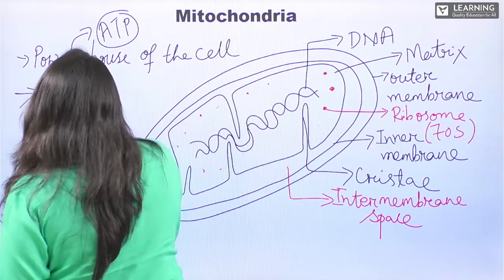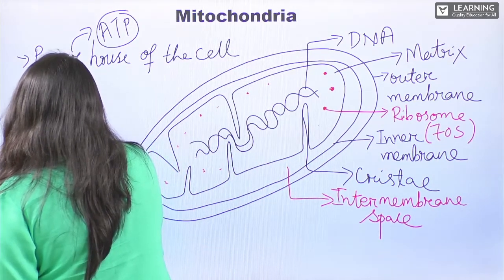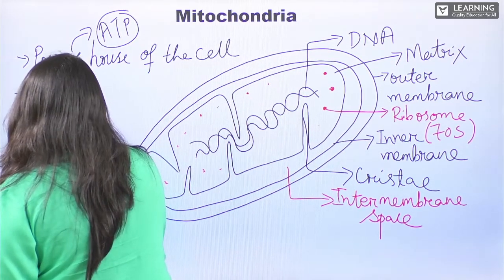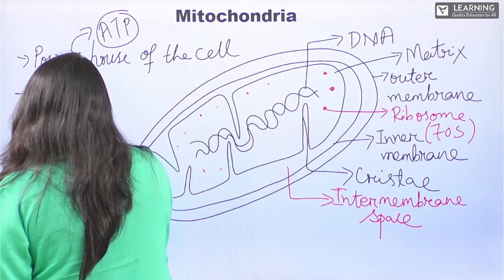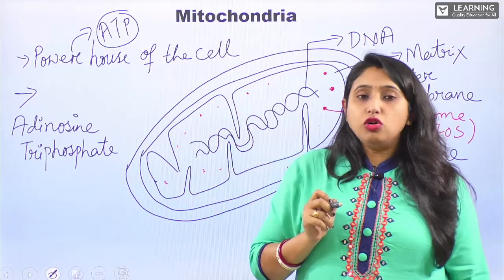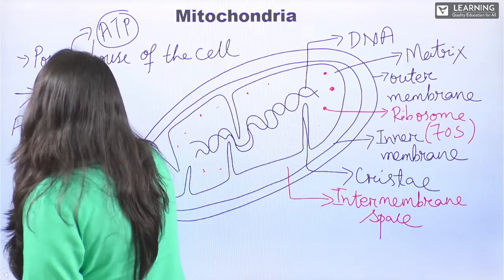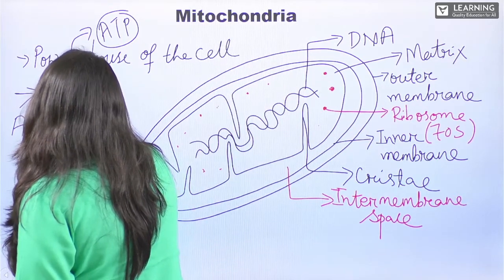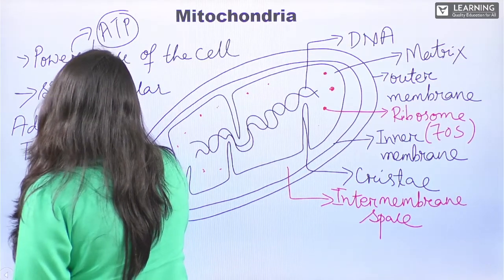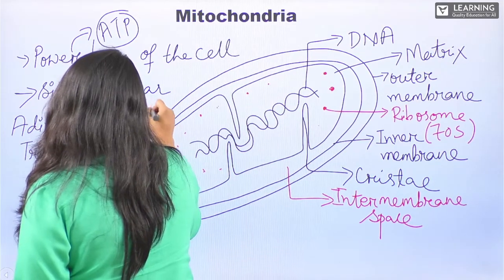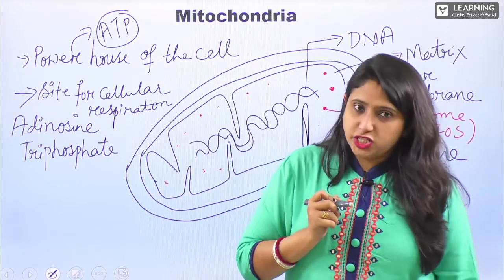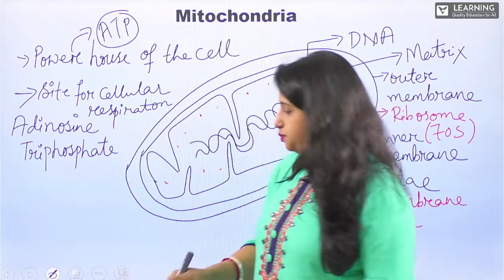The full form of ATP is adenosine triphosphate. Now this mitochondria is also the site for cellular respiration. It is responsible for aerobic respiration. Okay, it is the site for cellular respiration.